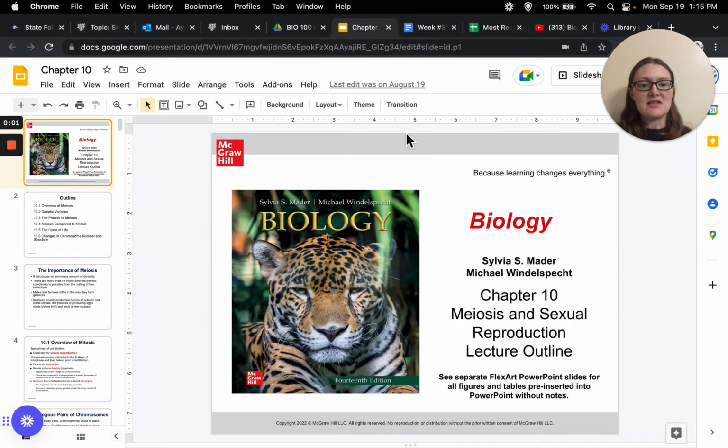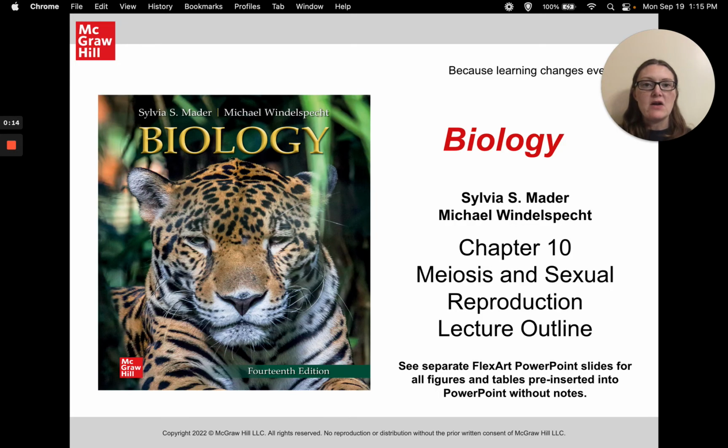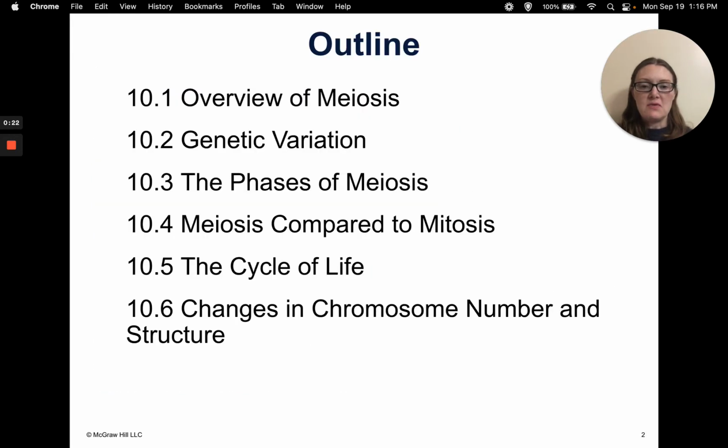Hello, biology students, and we are going to do chapter 10 today, which is on meiosis and sexual reproduction. Now, this is important because this is the way that our bodies are able to make diversified organisms, making them so they're not genetically the same as the parent. And so this is going to happen in the gametes of the body and create unique individuals.